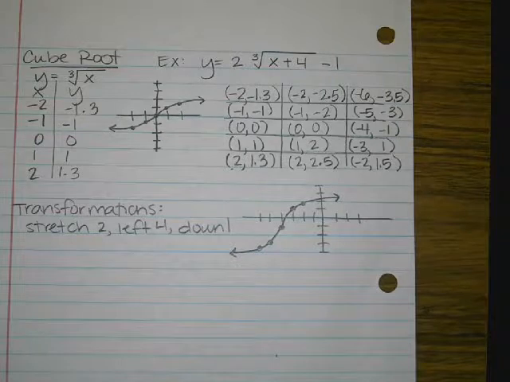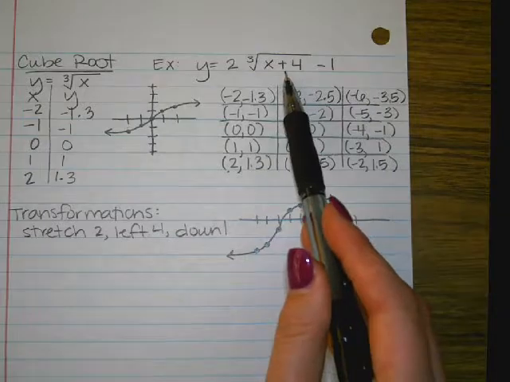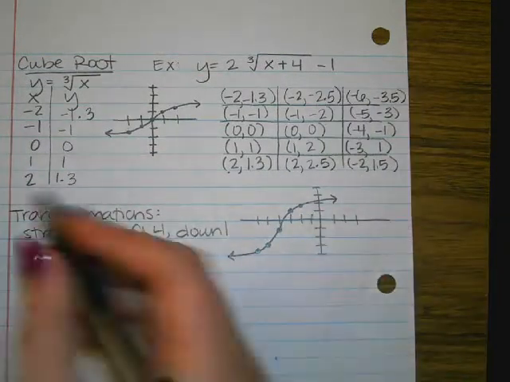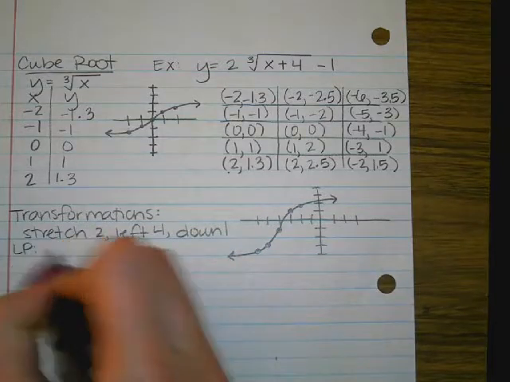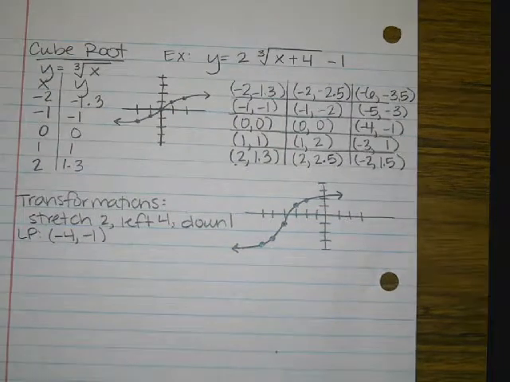Can you guys tell what that middle point is on this one? Yeah, it's the negative. So you can look at the equation to find it, right? Oh, yeah. Yeah, -4, -1. Yeah. -4, -1. So our middle point, or our locator point.